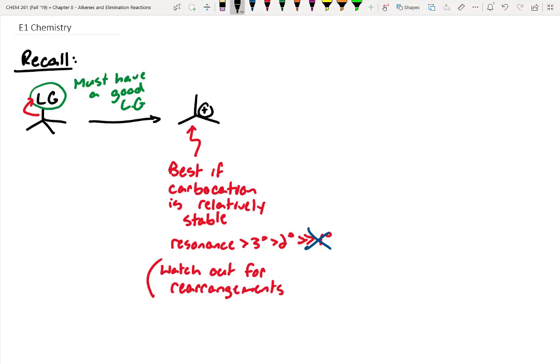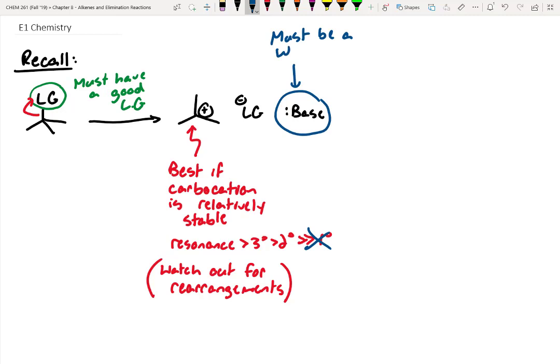Okay, so at this point, our leaving group has fallen off, meaning it has a negative charge. And we typically have some sort of base floating around. And in this case, this base must be a weak base. Why can't we use a strong base with E1 chemistry? What would happen? It would be E2, right? A strong base will absolutely favor E2 regardless of whether or not that carbon's primary, secondary, or tertiary. In fact, it actually likes to do E2 chemistry with highly substituted carbons because we end up with highly substituted alkenes, which we know are more stable.